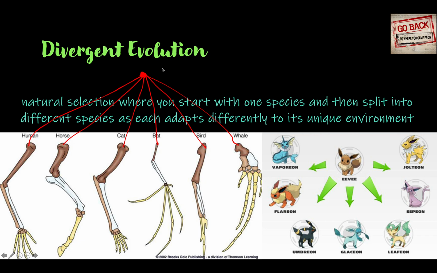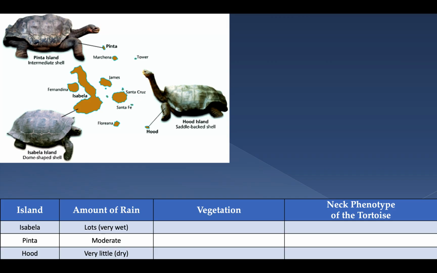So that's divergent evolution. By the way, divergent evolution is what we saw with the tortoises as well. So if we go back to our last lecture, right? All of these tortoises likely shared a common ancestor, but as they adapted to different environments, only the DNA, only the mutations where the necks were best suited to allow the tortoises to eat and pass on to their offspring, ended up carrying through.